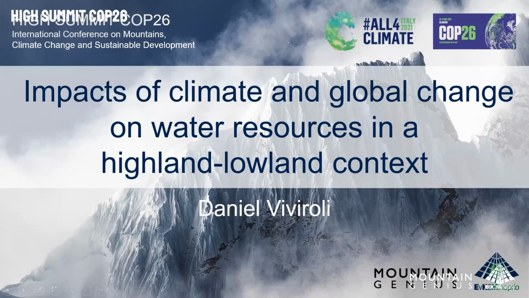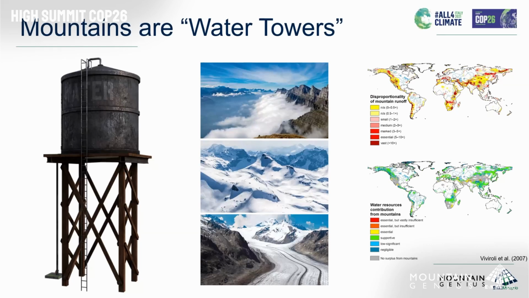We already heard about the water towers of the world, the water towers of Europe, and I would like to pick up that topic and elaborate a bit on how populations in the lowlands depend on those mountain water resources and how this dependence changes over time with climate change and global change. Okay. So yeah, the water towers, this concept is quite old these days. Mountains gather water, have an orographic effect, and they redistribute it in time due to snow melt and ice melt.